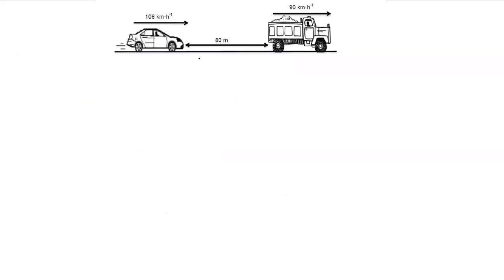Now, if we just look at our little picture here, this is our truck, and just as in the previous example of the car, the initial velocity here is 90 kilometers per hour. 90 kilometers per hour is the same as 25 meters per second. And then the final velocity is also 25. So the truck doesn't change its speed or velocity. And then we have the car over here, which has an initial velocity of 108 kilometers per hour. That's the same as 30 meters per second.